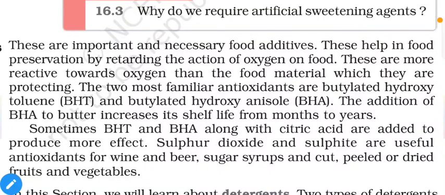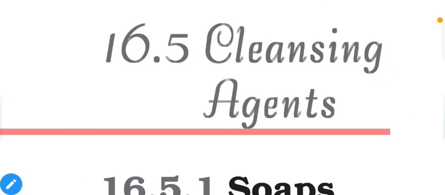Sulfur dioxide and sulfite are useful antioxidants for wines and beers, sugar syrups, and cut, peeled or dried fruits and vegetables. So these are the uses of chemicals in food. And in the next lecture, we will discuss the last point of the unit, cleansing agents, that means chemicals used for cleansing purposes.